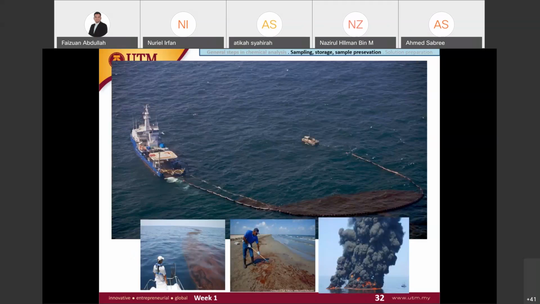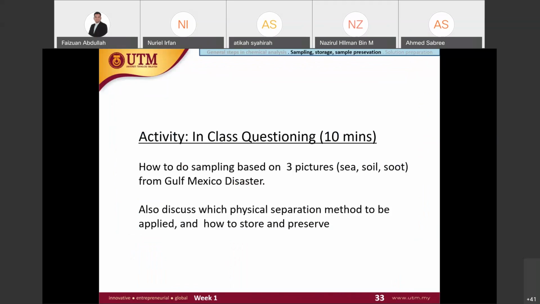In the Gulf of Mexico, how do we do sampling based on three pictures: sea, soil, and soot? Which physical separation method should be applied, and how do we store and preserve the samples?